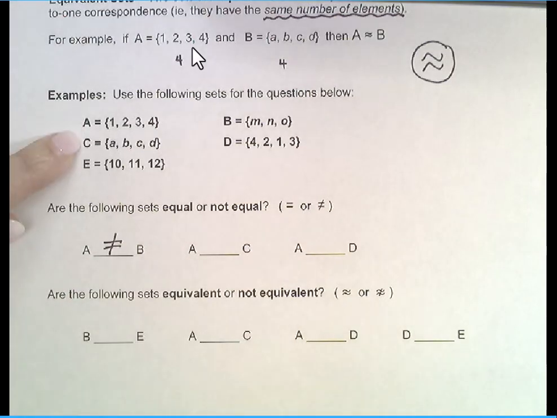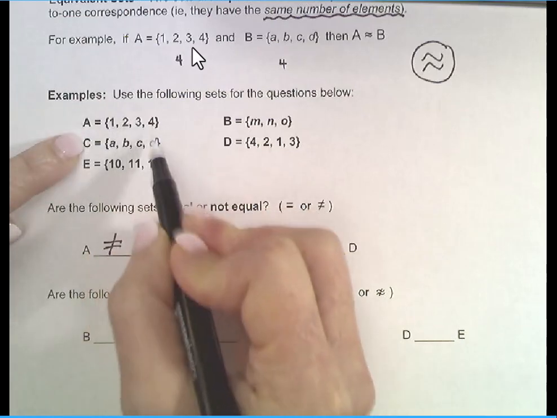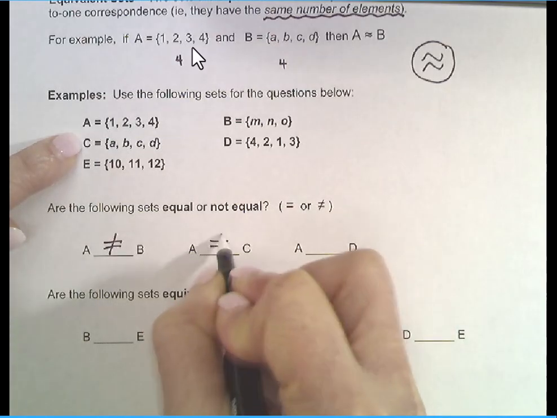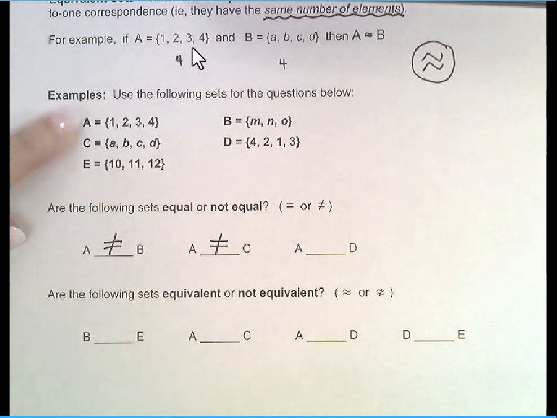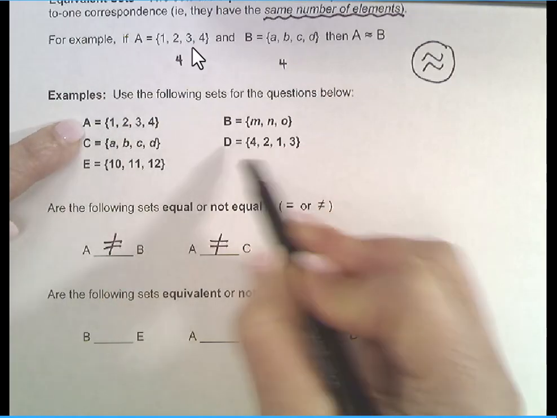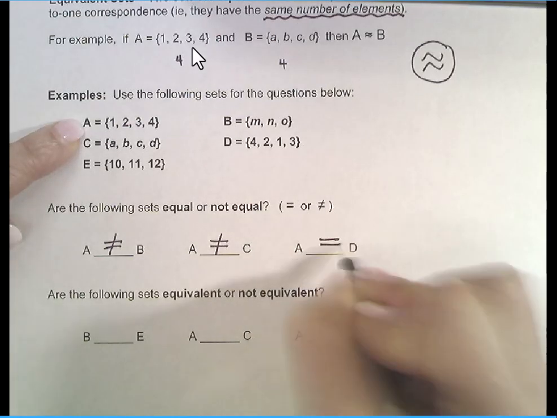How about A and C? A has numbers, C has letters. Now they have the same number of elements, but they're not exactly the same, so A and C are not equal. And then for A and D, A contains 1, 2, 3, and 4. D also contains 1, 2, 3, and 4, just in a different order. Those would be considered equal.